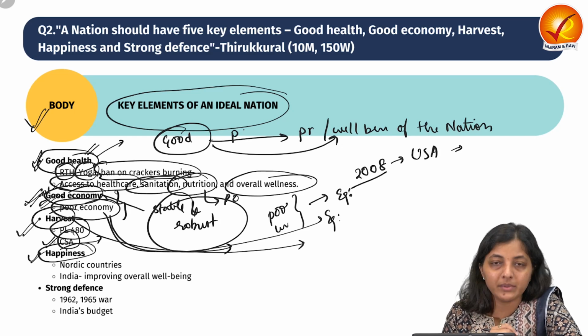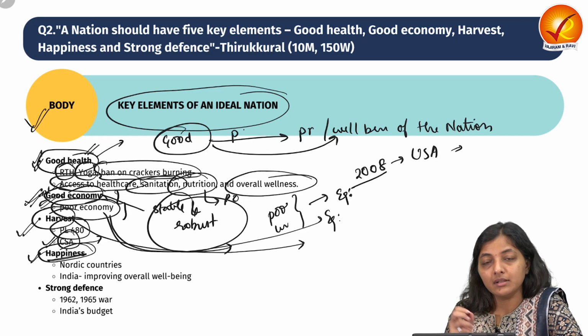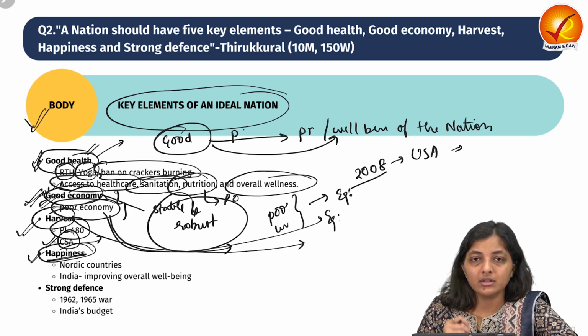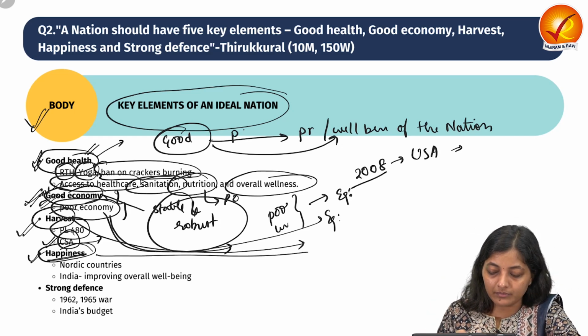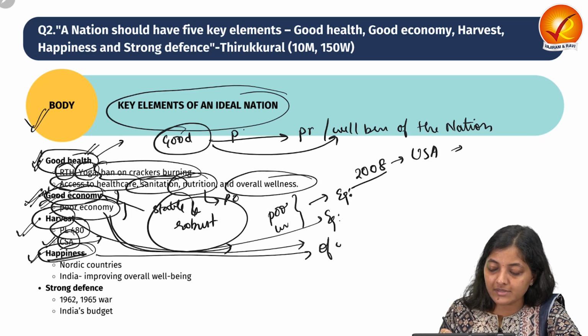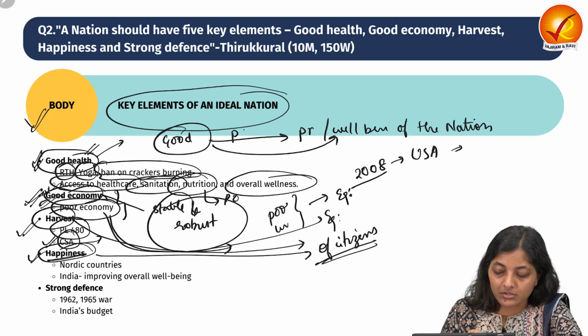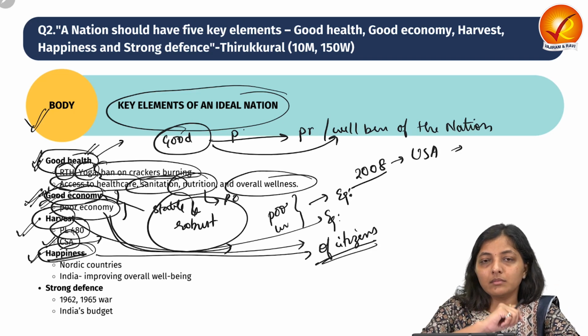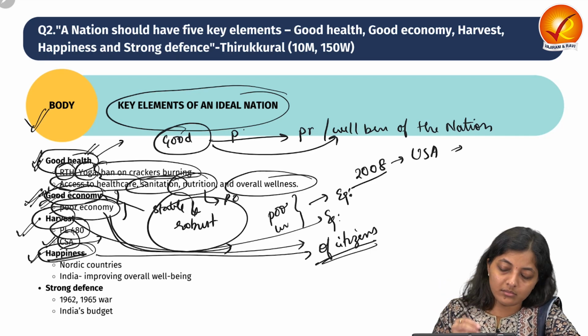Then next is the happiness content. For the prosperous nation, it depends on the happiness of its people, the happiness of citizens, and the overall well-being of the citizen. So you can quote some quotations from Kautilya's Arthashastra.